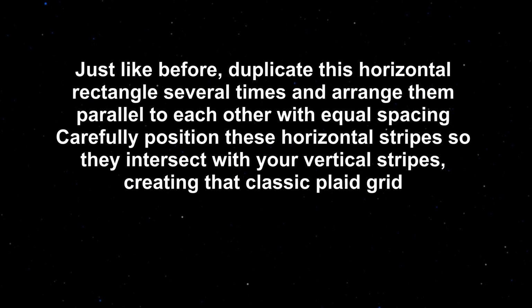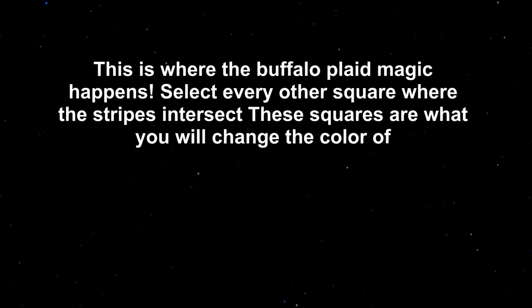Carefully position these horizontal stripes so they intersect with your vertical stripes, creating the classic plaid grid. This is where the Buffalo Plaid magic happens. Select every other square where the stripes intersect. These squares are what you will change the color of.